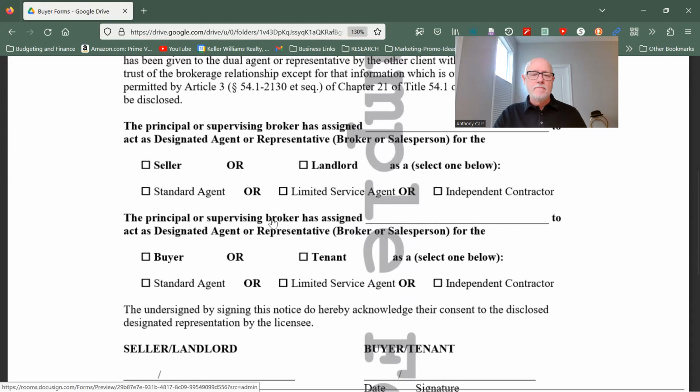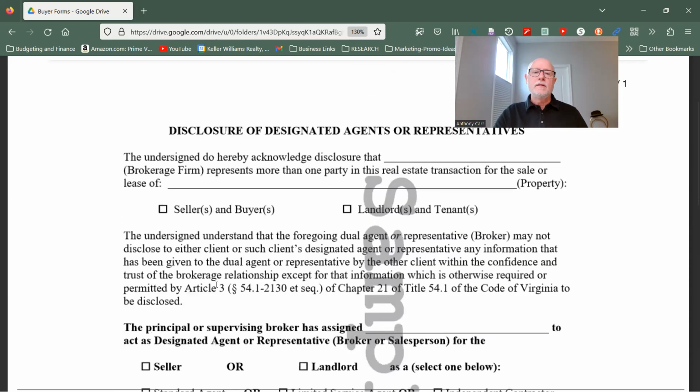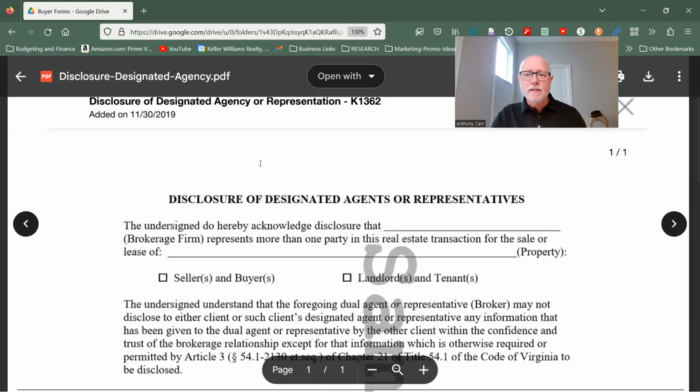If it happens before we get to that video, come see me or the team leader for explanations on that. The principal or supervising broker has assigned agent B to act as a designated agent or representative for the buyer or a tenant. So it's one or the other. Again, is it standard, limited, or independent contractor? So this is the form that you want both the seller and the buyer to then sign off on, to disclose to them that KW United represents both the buyer and the seller. Again, this is the disclosure of designated agency.